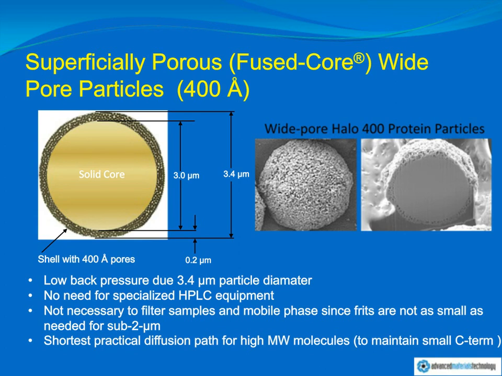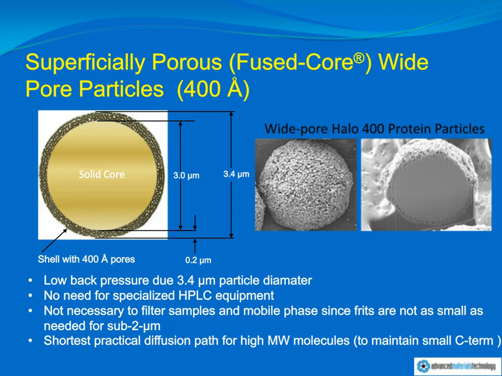We came to this by systematic analysis, varying the pore size, the shell thickness, and the diameter of the solid core. And what we have found is a good compromise of back pressure, performance, and applicability to protein separations is the particle that's shown diagrammatically on the left side of the screen. That is a 3 micron core, a 0.2 micron porous shell with 400 angstrom pore sizes, for a net particle diameter of 3.4 micron.